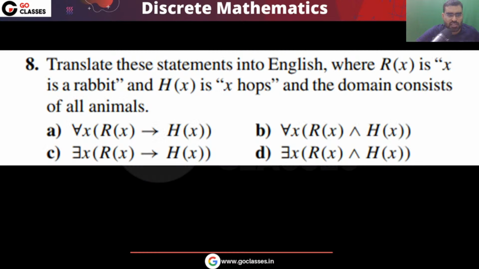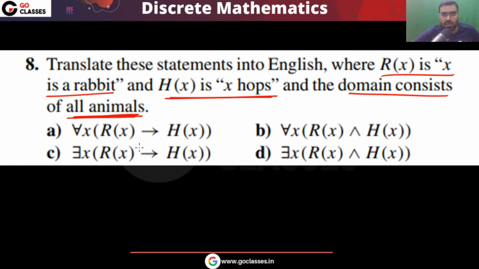What is the translation of these statements? Now the question is given to you. Rx is X is a rabbit, and Hx is X hops. The domain is the set of all animals. Every animal is in the domain.